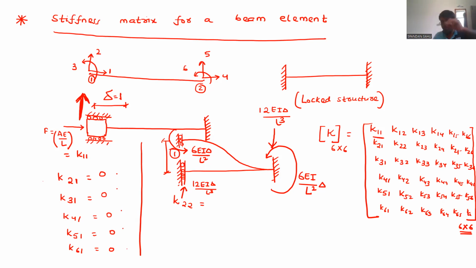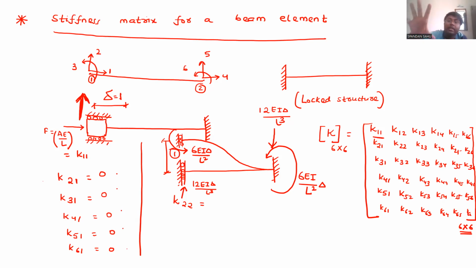See here. Yesterday we did questions like this. Can you see my pen? Here is a moment 6EI delta by L square. Here also there is a moment 6EI delta by L square. So overall the pen will try to move in an anti-clockwise manner. So MAB plus MBA overall upon L.